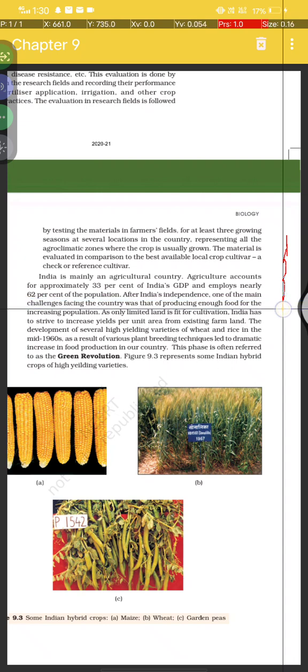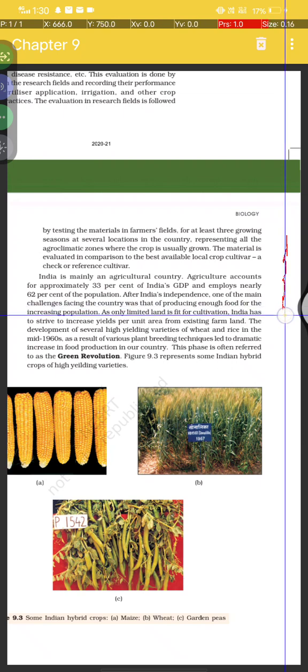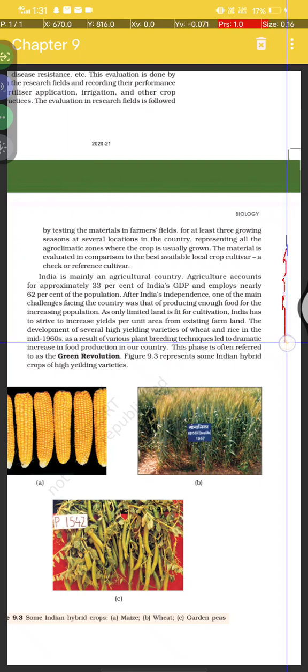the country was producing enough food for the increasing population. As only limited land is fit for cultivation, India has to strive to increase yield per unit area for existing farmland. The development of several high yielding varieties of wheat and rice in the mid 1960s, as a result of a variety of plant breeding techniques, led to a dramatic increase in food productivity in our country. This phase is often referred to as the green revolution.